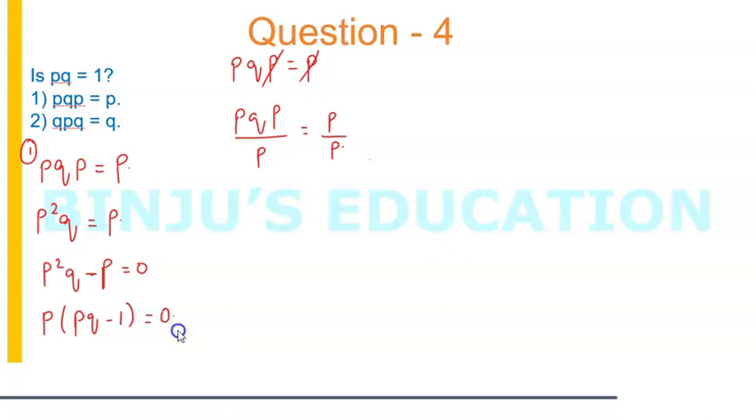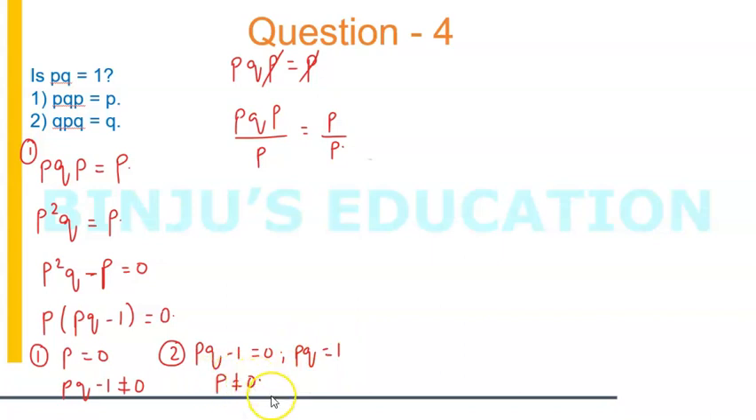Now if this is equal to 0, we will again have three conclusions. Conclusion number 1, P is 0, PQ minus 1 is not equal to 0, which means PQ is not equal to 1. Conclusion number 2, PQ minus 1 is 0, which means PQ is 1, and in that case P is not equal to 0. Third case, P is 0 as well as PQ is equal to 1. These will be the three conditions.